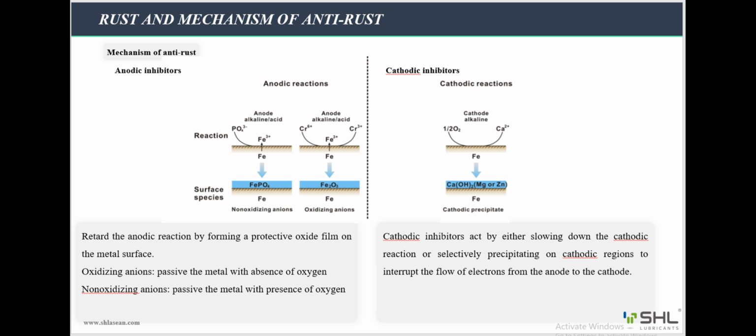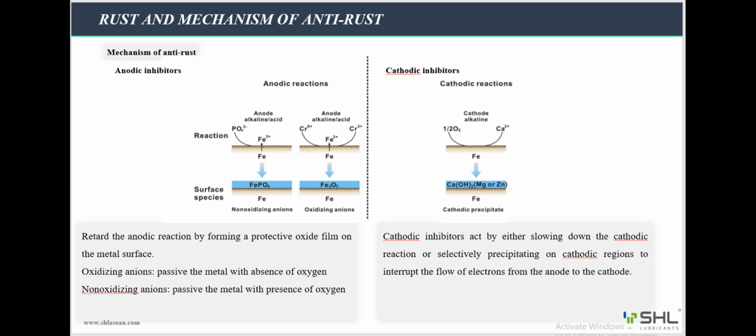Based on the classification name, we can see that anodic inhibitors can retard the anodic reaction by forming a protective oxide film on the metal surface, requiring a critical protection concentration since they can accelerate corrosion when it is low. There are two action modes: oxidizing inhibitors that can passivate the metal without oxygen, such as chromates and nitrites. The other is non-oxidizing anions that require oxygen to passivate the metal, such as phosphates and silicates. These inhibitors will promote the rapid formation of a protective oxide film on the anodic areas.